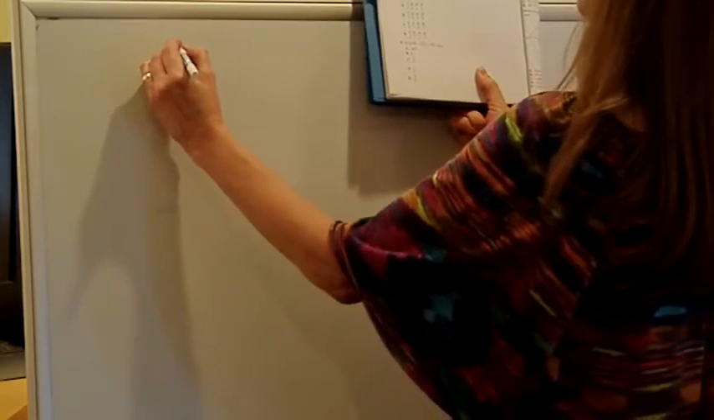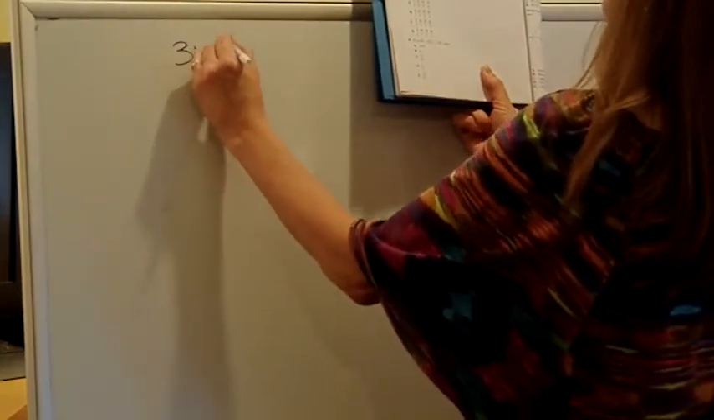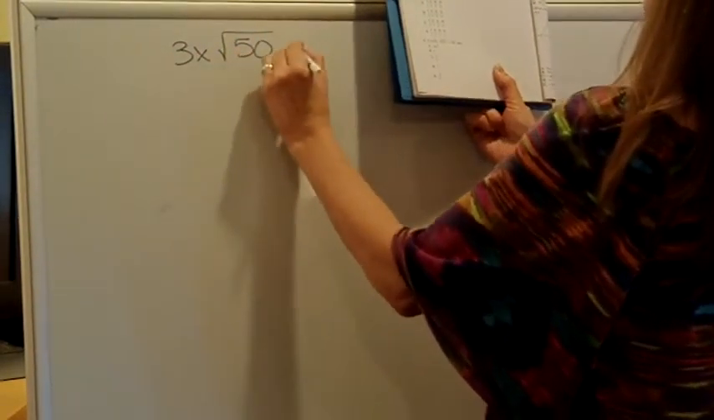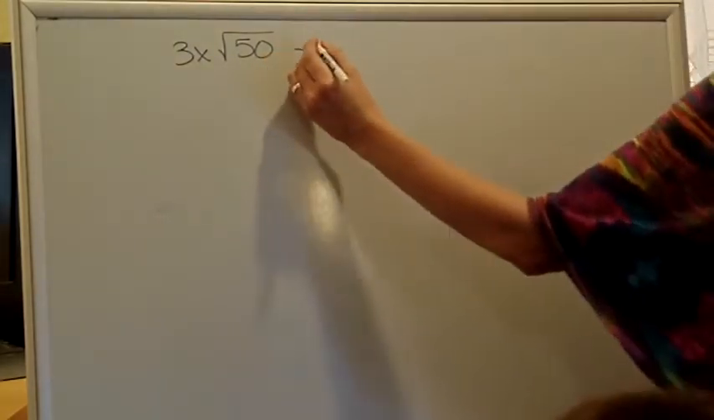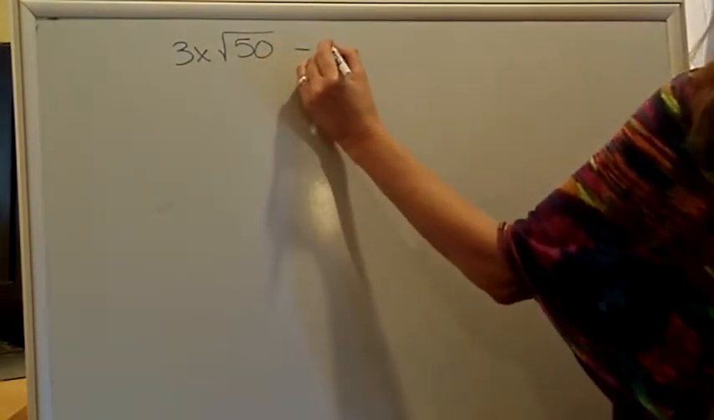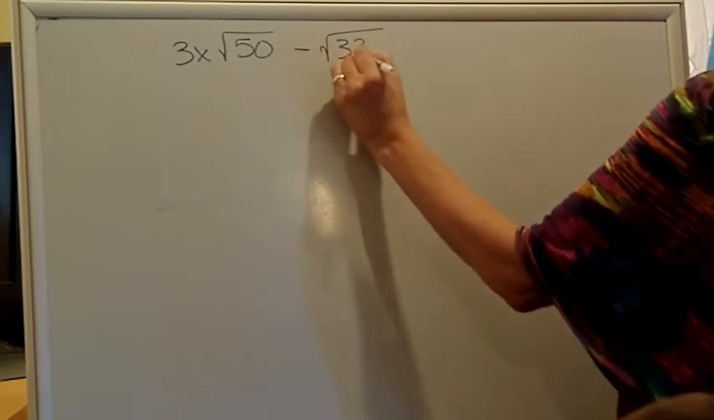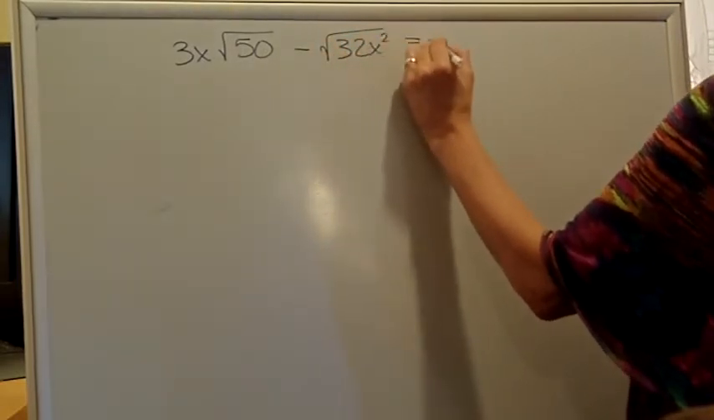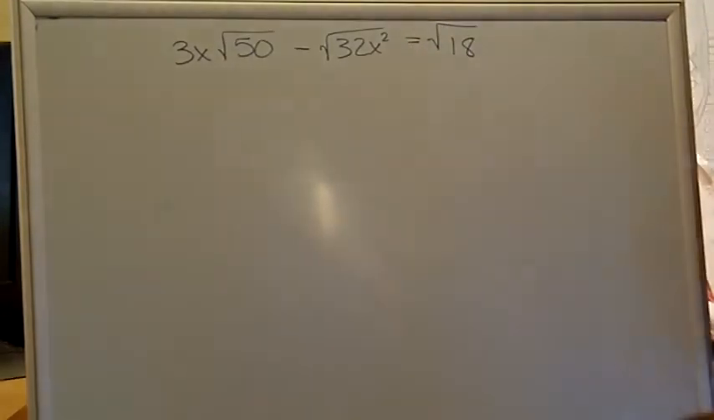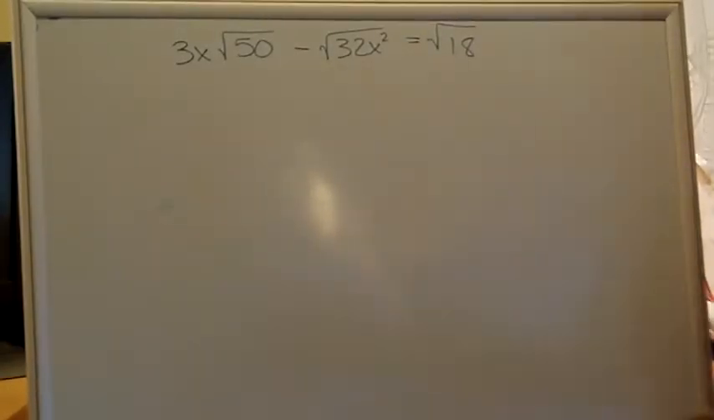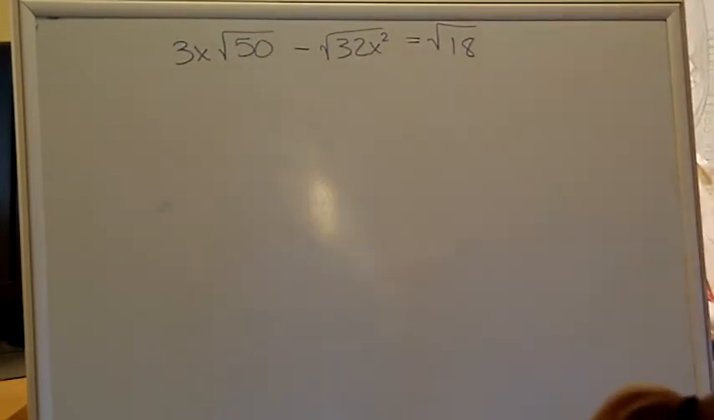This is number 47. 3x times the square root of 50. I don't have my glasses on. Okay. If I hold it out far enough, I'll see. Square root of 32x squared equals square root of 18. But that one looks virtually impossible, and you think, well, we're supposed to isolate the radical. Well, how are we going to isolate any? We can't isolate just one radical.